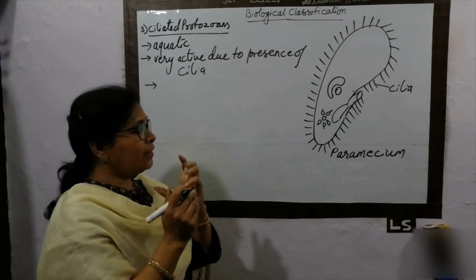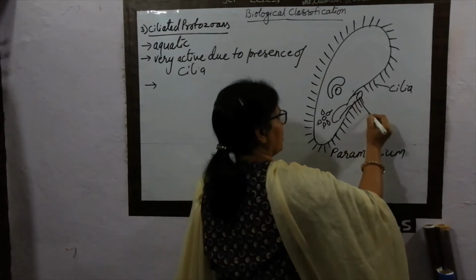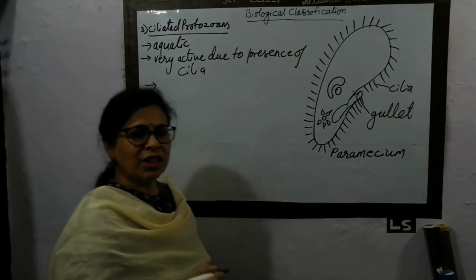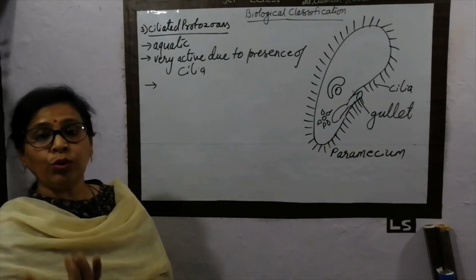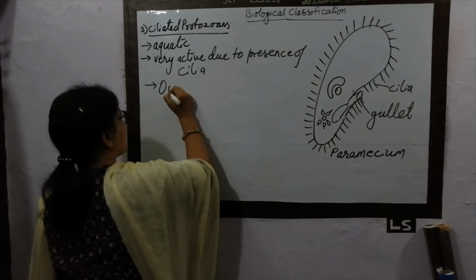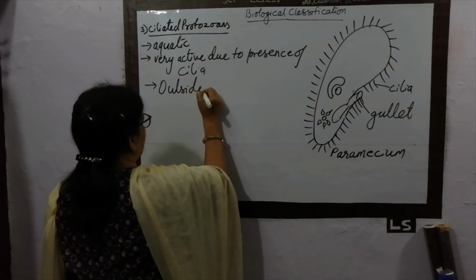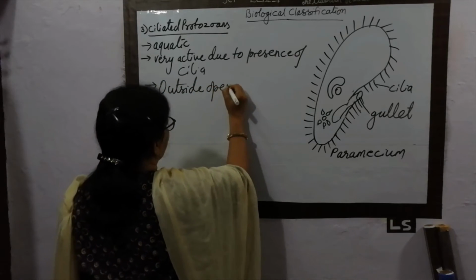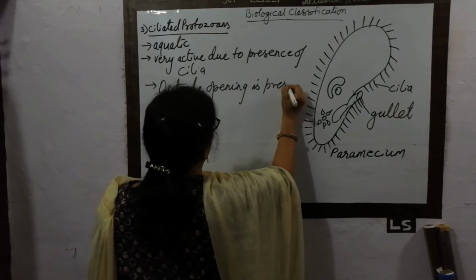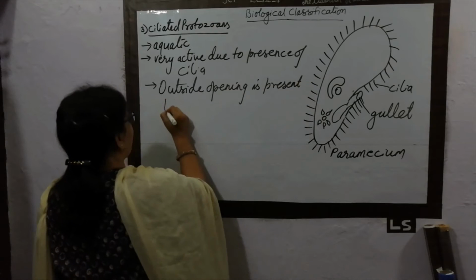It contains the gullet cavity. Gullet is important here. Up to here, there is no mouth-like structure. This is called the gullet. The gullet cavity is used to engulf the food particles. So one outside opening is present to engulf the food.